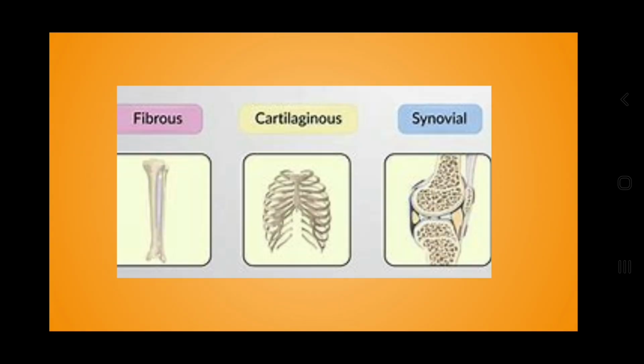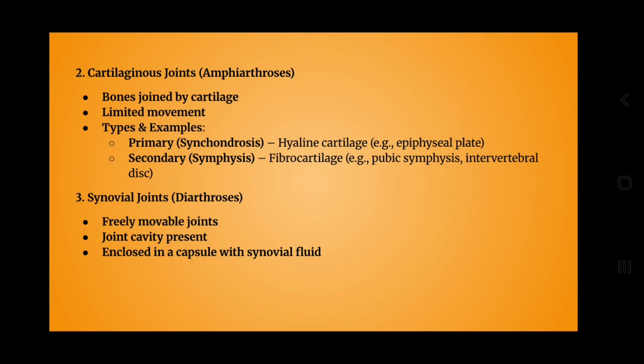So these are the pictures of fibrous, cartilaginous and synovial joints. Cartilaginous joints or the amphiarthrosis. The bones are joined by cartilage allowing limited movement. There are types in the cartilaginous joint as well, primary and secondary. The primary synchondrosis, joined by hyaline cartilage, example epiphyseal plate, and secondary symphysis joined by fibrocartilage, examples pubic symphysis and intervertebral discs.